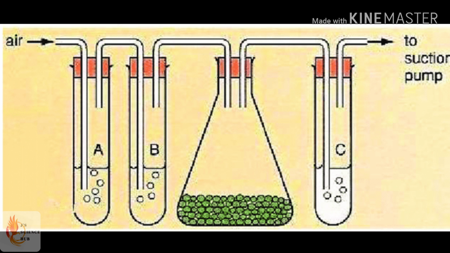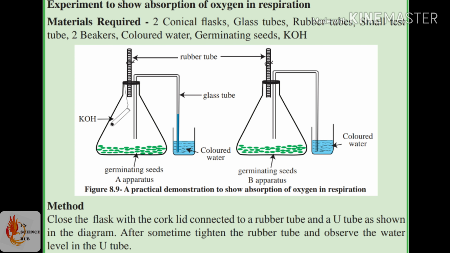Instead of a frog we can use germinating green gram, paddy, maize, bean seed and other things. This experimental setup is to show the use of oxygen in respiration. In this experiment we use germinating seeds. In setup A, KOH is present. Already I said CO2 will dissolve in KOH, right? The CO2 present inside vessel A, as well as the CO2 released during the exhalation of the germinating seed, will be absorbed by KOH. Oxygen present inside the vessel will be absorbed by the germinating seed.